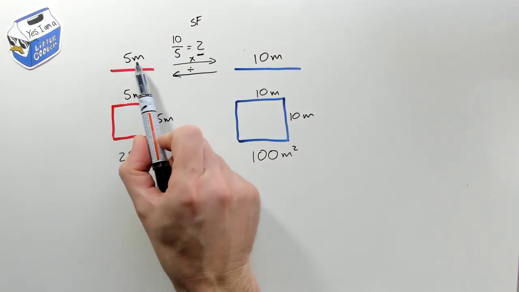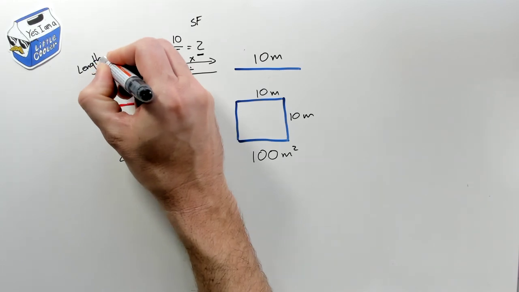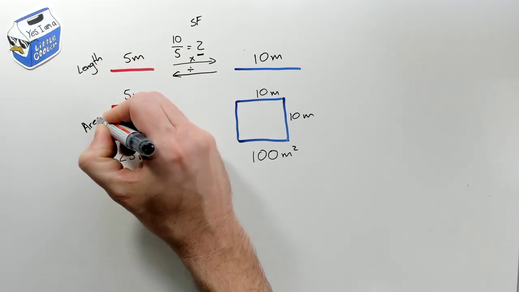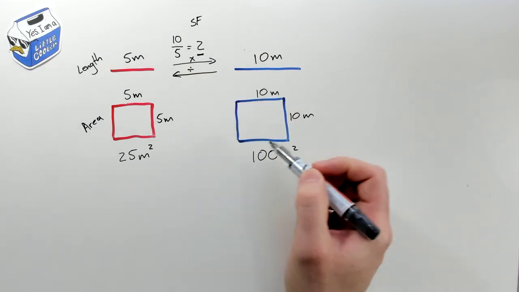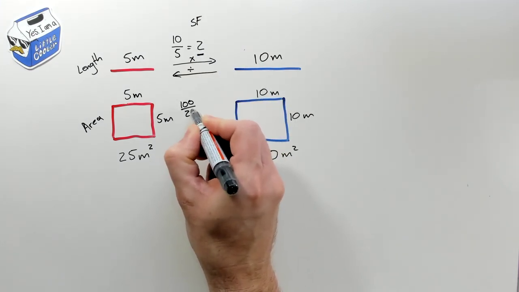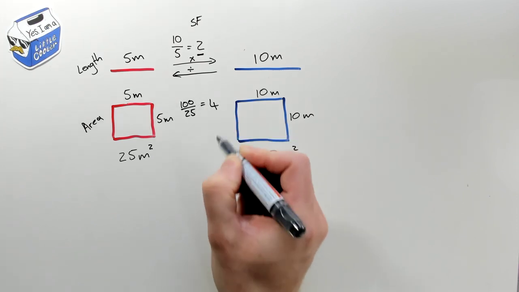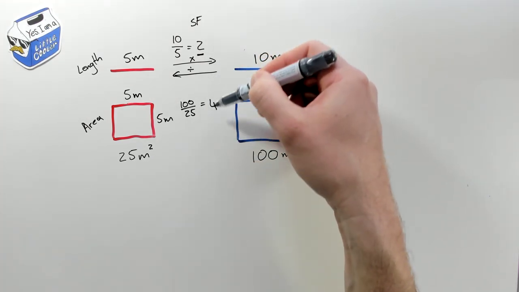So for length, let's just write here length, and this is area. For length, I took the big length over the small length, and I got 2. And for area, I can do the big area over the smaller area, and there I would get 4. So something happened.